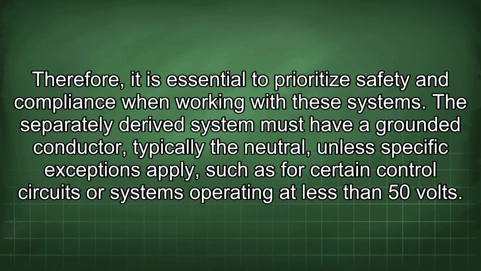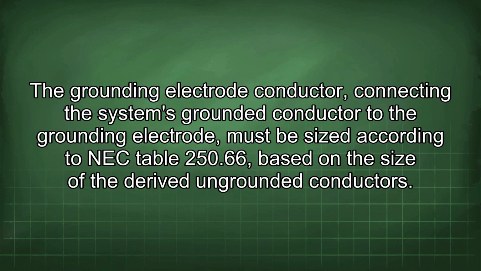The separately derived system must have a grounded conductor, typically the neutral, unless specific exceptions apply, such as for certain control circuits or systems operating at less than 50 volts. The grounding electrode conductor, connecting the system's grounded conductor to the grounding electrode, must be sized according to NEC Table 250.66, based on the size of the derived and grounded conductors.